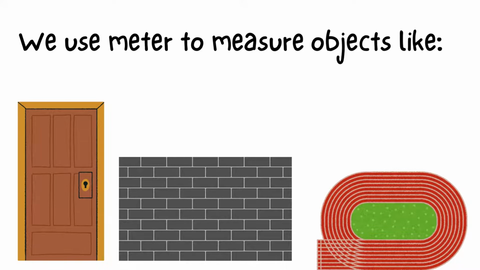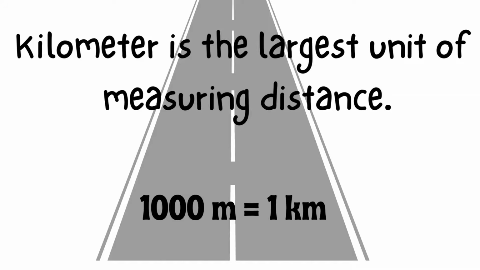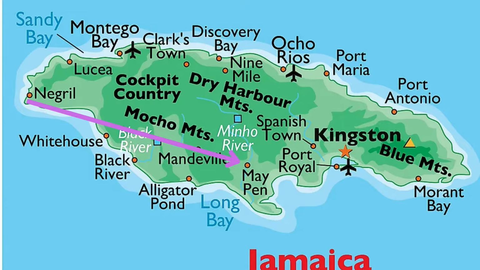Now let's look at kilometer. Kilometer is the largest unit of measuring distance, and 1000 meter is equal to 1 kilometer. Now let's look at the map of Jamaica. The distance from Negril to Maypen is measured in kilometer.